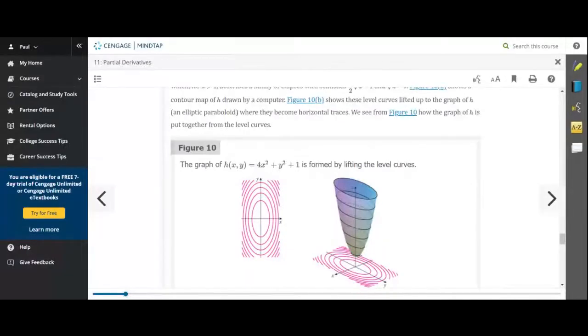Can you see the thing? Okay, all right, you can see the book.